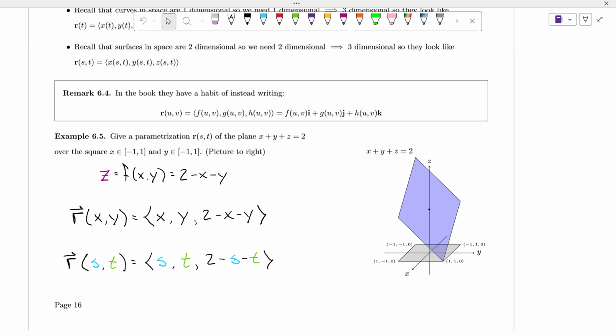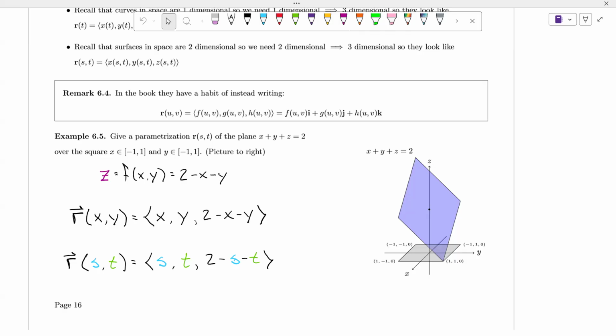Again, with an explicit surface, I can just keep using x and y as my two parameters. But I kind of wanted this as a connective tissue to tie at least some of the ideas between x and y into the parametric variables s and t that we'll use.